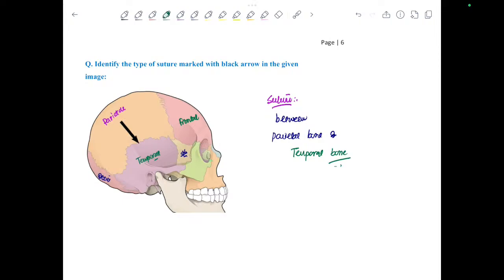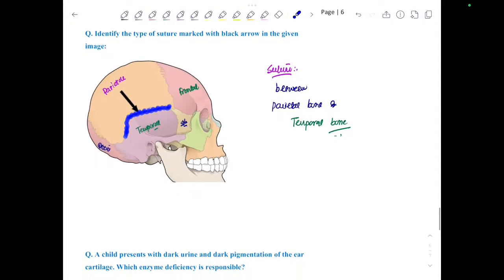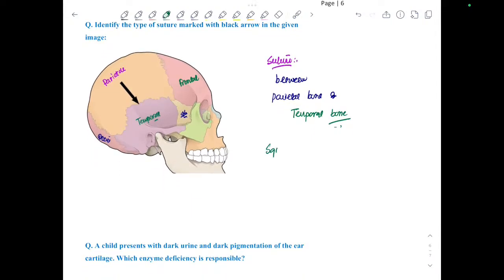Okay, so this suture is known as the squamous suture. Clear? So this suture is the squamous suture, right? So this is the squamous suture.